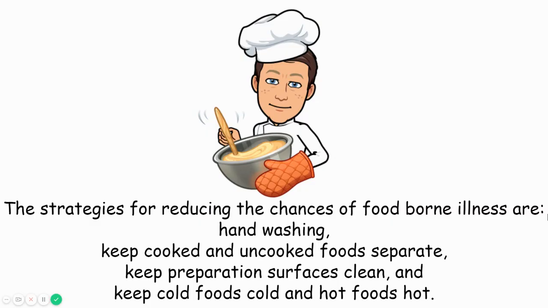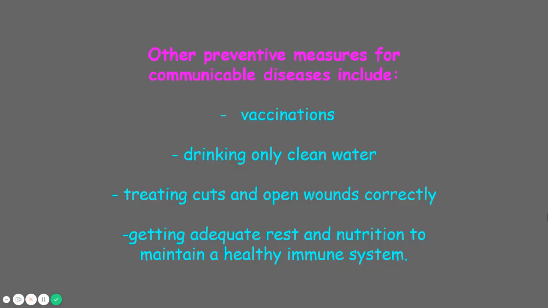The strategies for reducing the chances of foodborne illness are hand washing and keeping cooked and uncooked foods separate. So if you chop up meat on a cutting board, don't use the same cutting board to chop up vegetables that might not be cooked. Keep preparation surfaces clean and keep cold foods cold and hot foods hot.